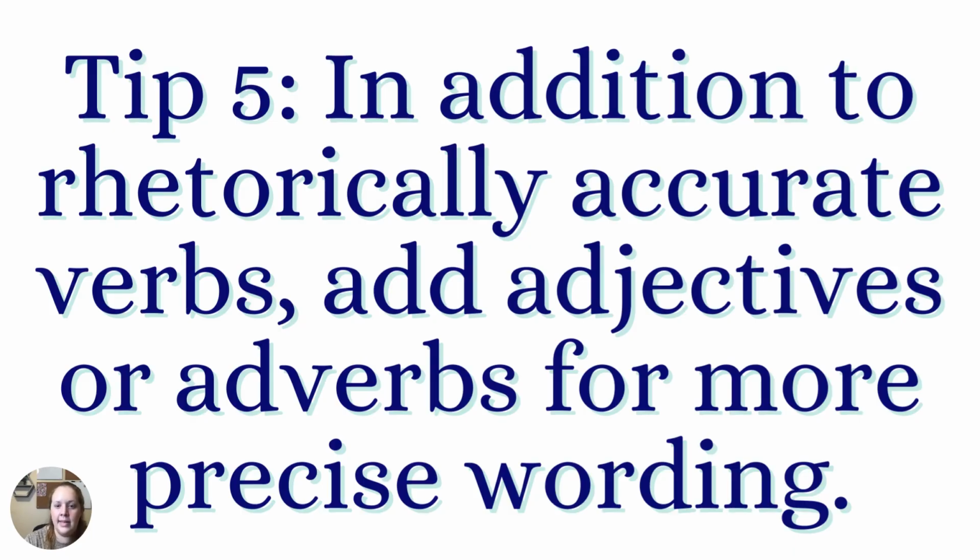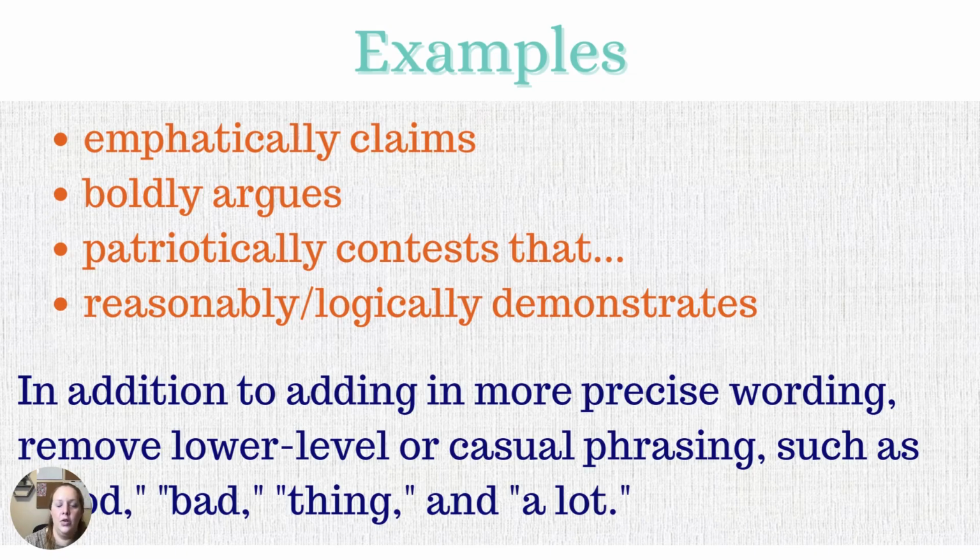So if we say something like, the writer claims, that's true, and it's better than saying the writer says. But what if we said the writer emphatically claims? That's going to be stronger. Or the writer boldly argues, or the writer patriotically contests that. Or instead of saying the writer uses logos, because that sounds a little bit cheesy, what if we say the writer reasonably demonstrates or logically demonstrates? Then we have more precise vocabulary.